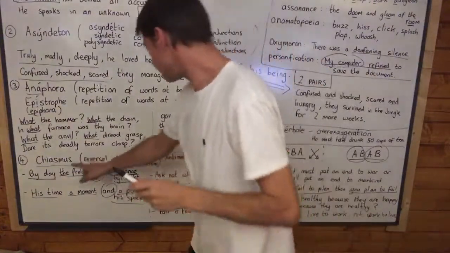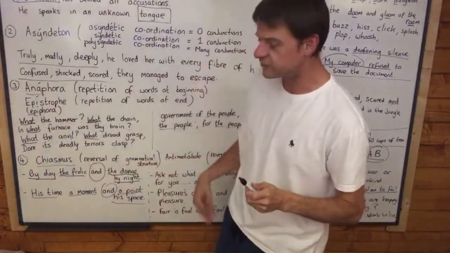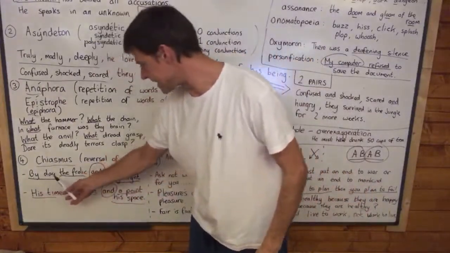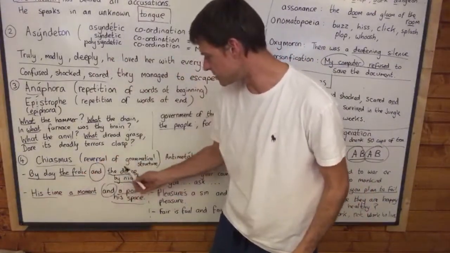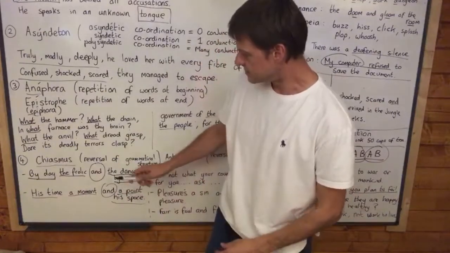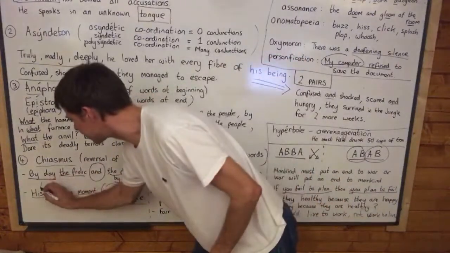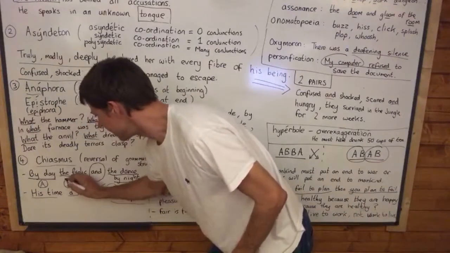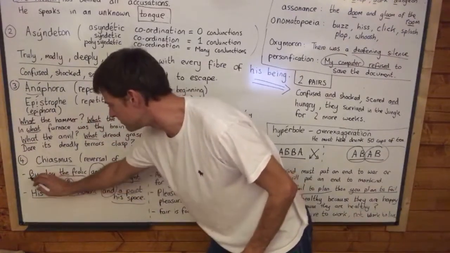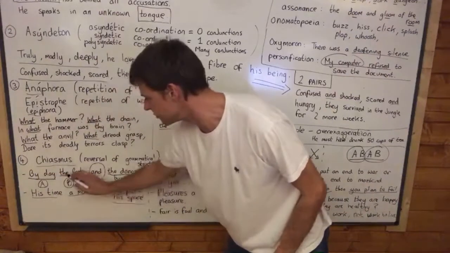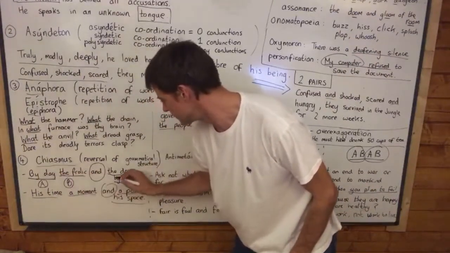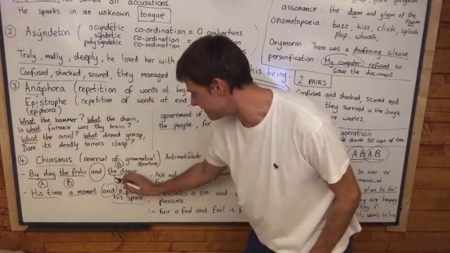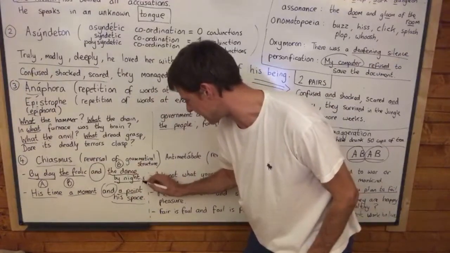So, chiasmus is a reversal of grammatical structure. Have a look at this from Samuel Johnson. "By day the frolic, and the dance by night." Notice that what you've got here is by day, A, the frolic, B. We've got by, preposition, and then noun, and then determiner, the, and then noun, the dance, and then by night at the end, A.